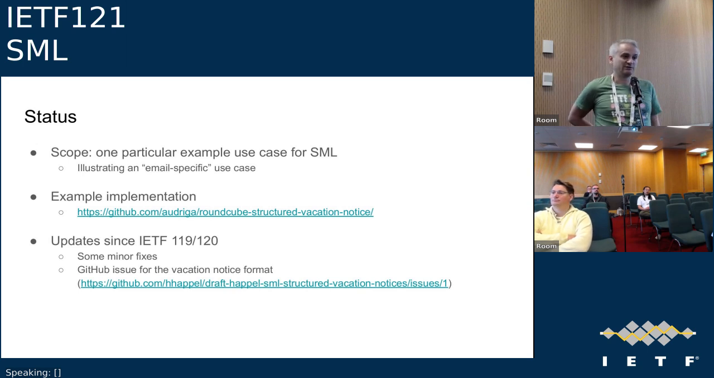There's already an example implementation of that for Roundcube webmail, the link is here. It's not very well maintained recently, but it should still work. It's also not yet perfect. And as Alexei said, we skipped this presentation last time in Vancouver due to other discussions we had. So the updates since then are basically that in the documents there were some smaller fixes, and there is a GitHub issue created for the actual vacation notice format, because there was some discussion about that. We will come to that in the next slides.